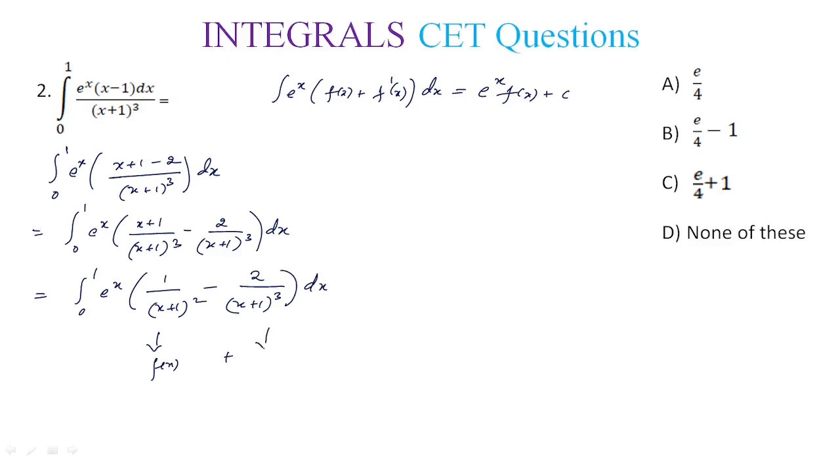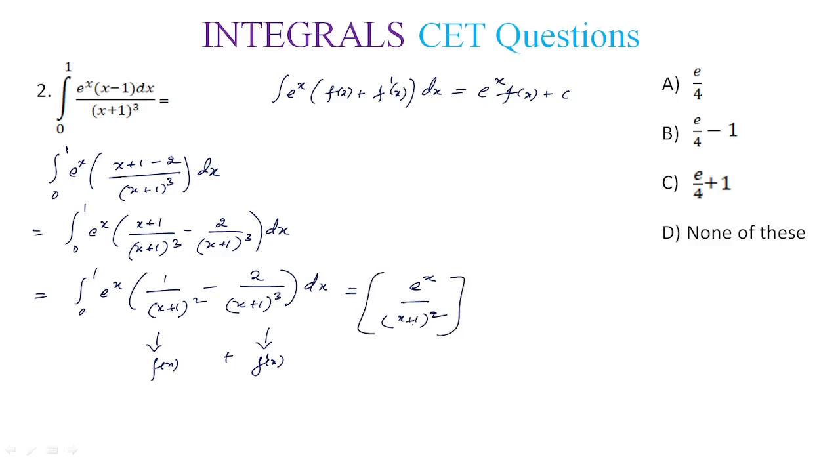Take f of x as 1 upon x plus 1 square, and its derivative, here f dash of x, is minus 2 upon x plus 1 whole cube into dx. So what is its integral now? This integral is e raised to x into 1 upon x plus 1 square, that is e raised to x into f of x. I can write it as e raised to x upon x plus 1 square.